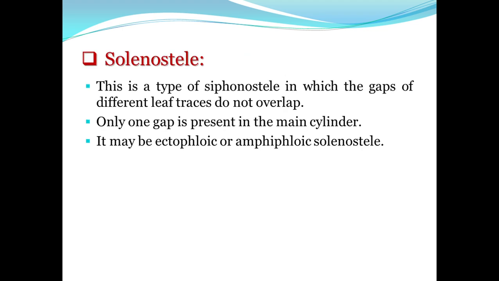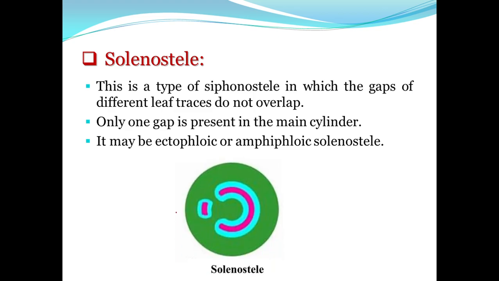Then solenostele. This is a type of siphonostele in which the gaps of different leaf traces do not overlap. Only one gap is present in the main cylinder. It may be ectophloic or amphiphloic solenostele. So this figure shows the structure of solenostele.